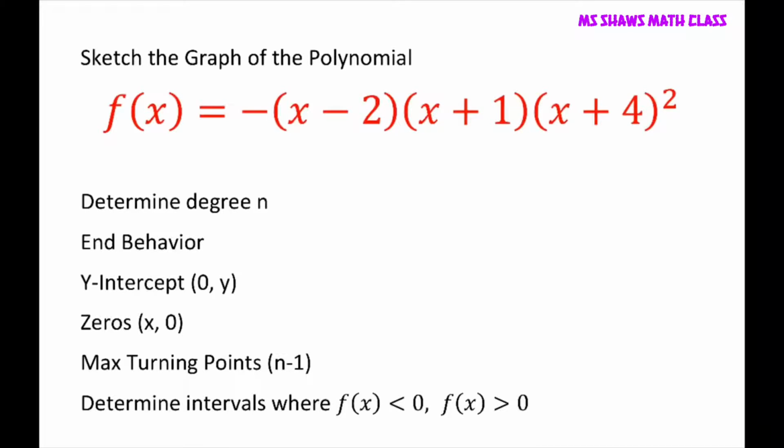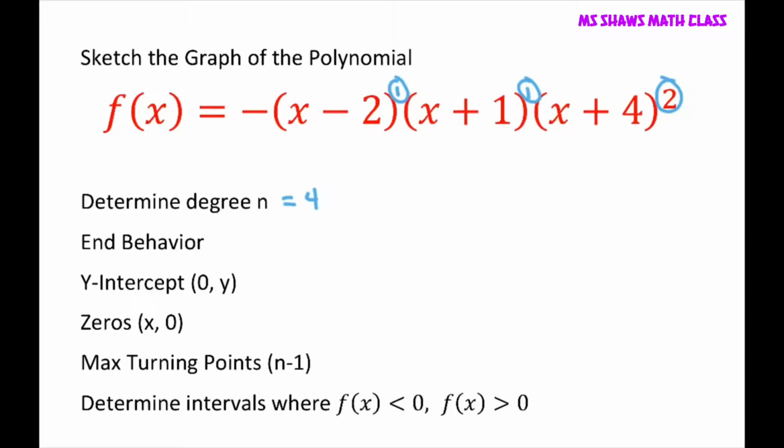Hi everyone, we're going to sketch a graph of this polynomial. The first thing we're going to find is the degree. If you don't want to put this in standard form, we can just put our degrees here and add these up. So this is 1 plus 1 plus 2. So your degree equals 4.